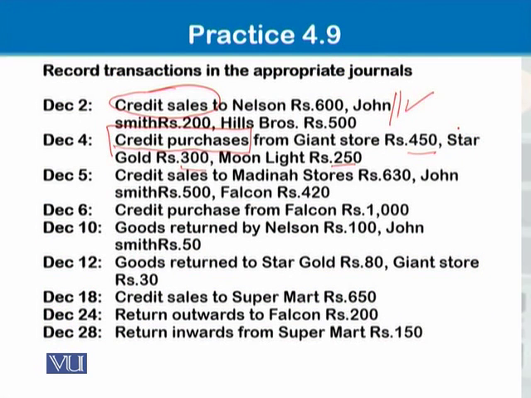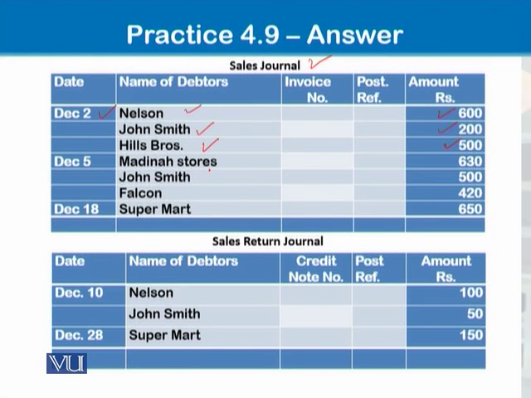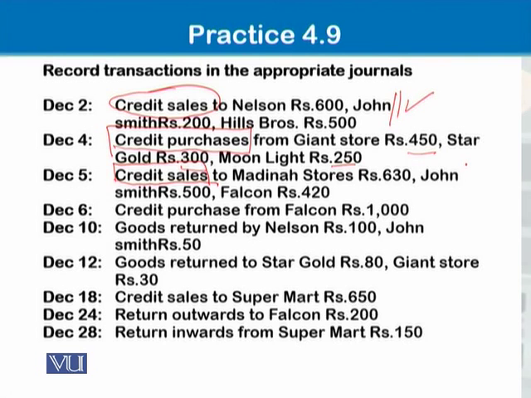Okay. Next comes credit sales to Medina Store, John Smith, and Falcon. So credit sales means it will go to the sales journal. So sales journal, December 5, Medina Store, John Smith, and Falcon, 630, 500, and 420. This is that 630, 500, and 420. It's done.